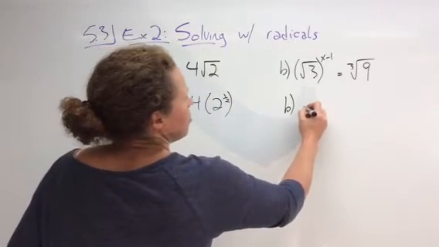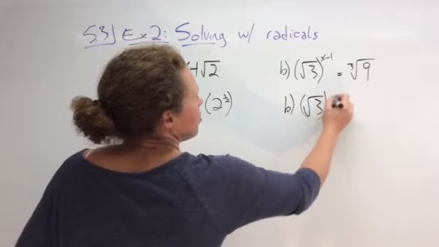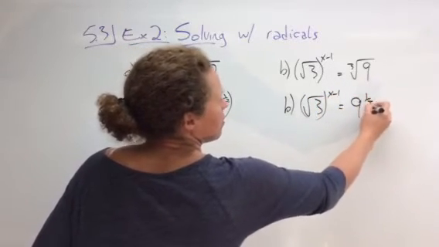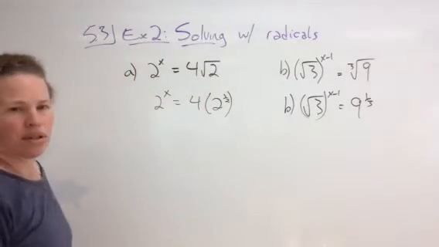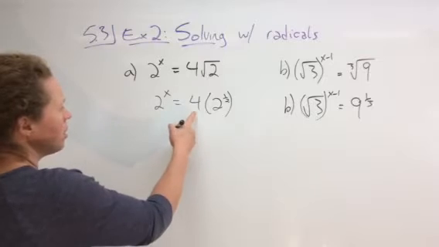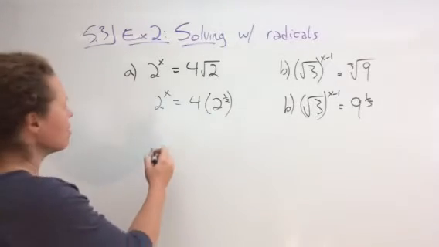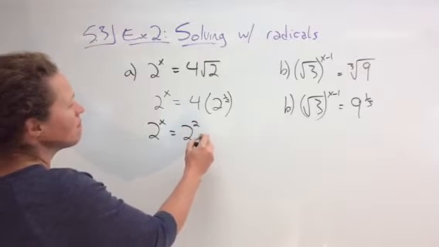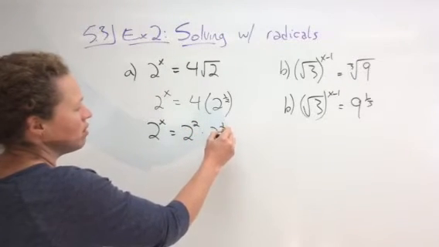This one would be root 3 to the power of x minus 1 equals 9 to the power of a third. And then you just continue as usual. So I'm going to have, these need to all be the same bases. So 2 to the power of x equals 2 squared times 2 to the power of a half.